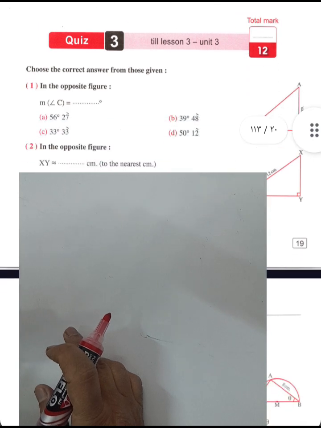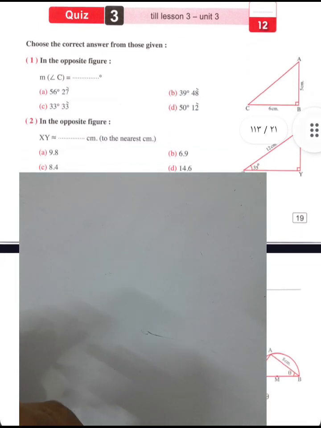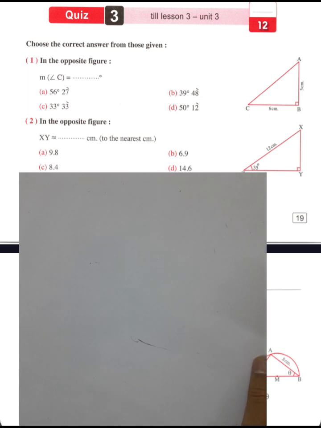Next question, quiz number 3. In the opposite figure, you want to find the measure of angle C.